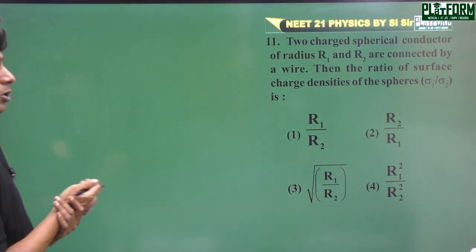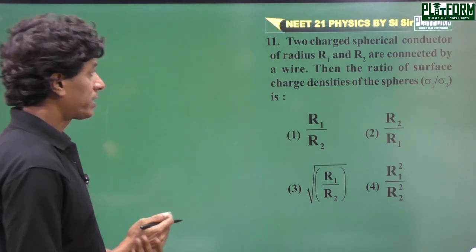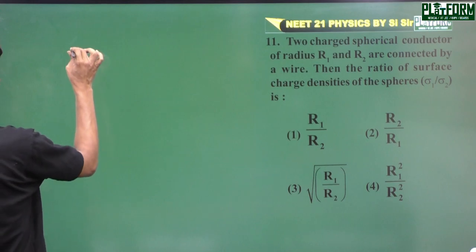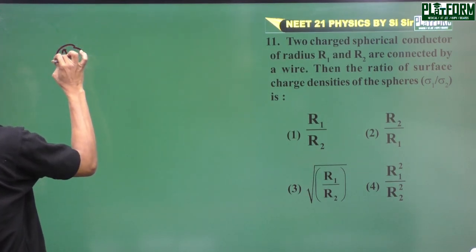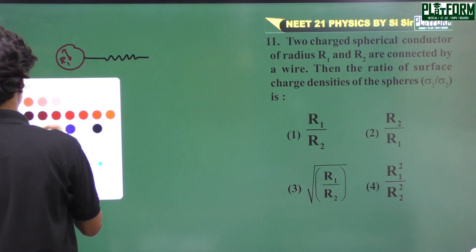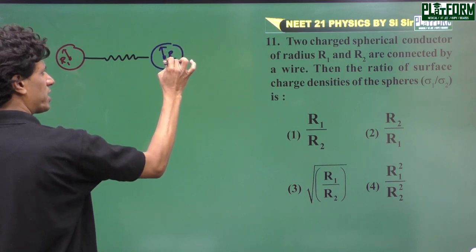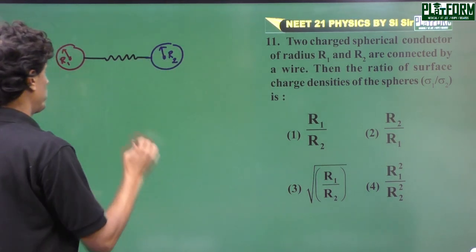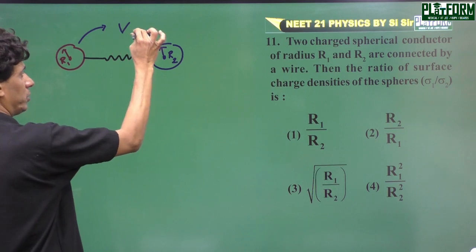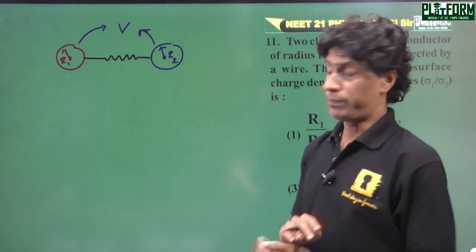Two charged spherical conductors of radius r1 and r2 are connected by a wire. Then the ratio of the surface charge density of the spheres, sigma 1 by sigma 2, is: sphere 1 of radius r1, connected by the wire. Since these two charged spheres are connected by conducting wire, both spheres have a common potential after the distribution of charge.